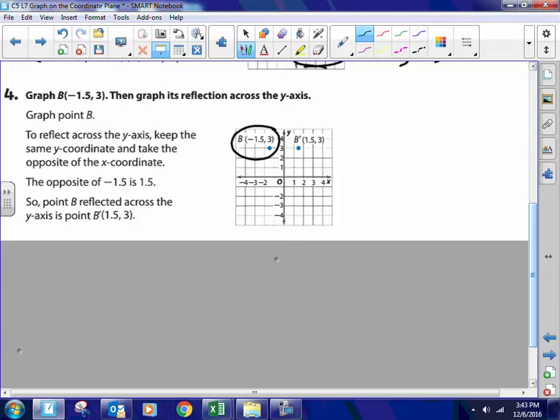All right, and then they reflect it across the y-axis. That means we know the y point, okay? And all we have to do is take the opposite of -1.5, and that is 1.5.